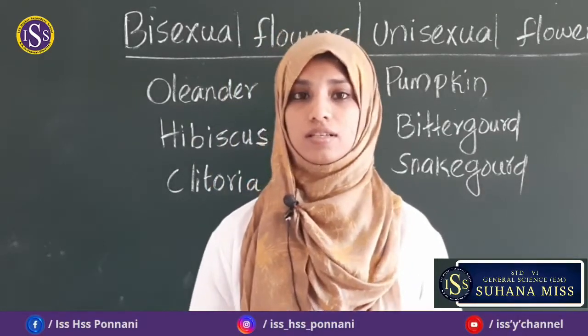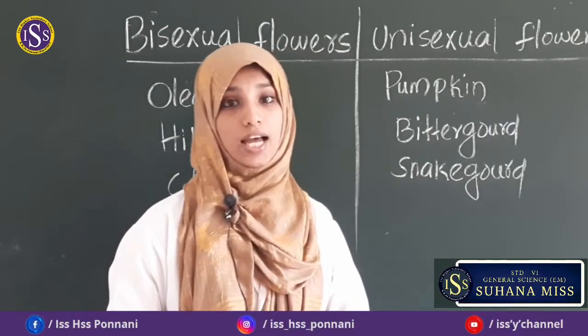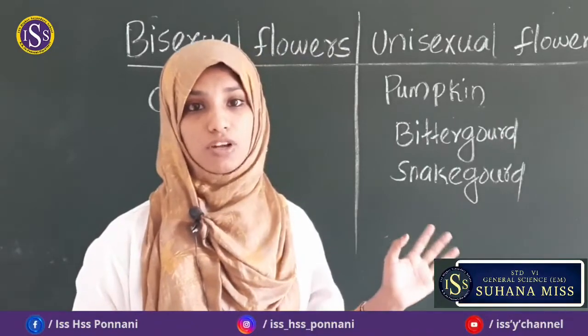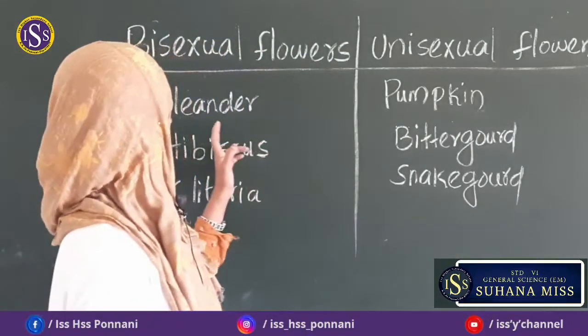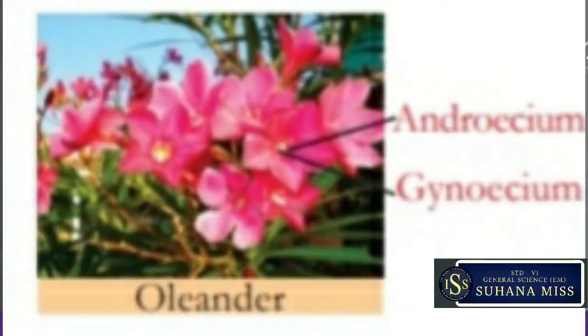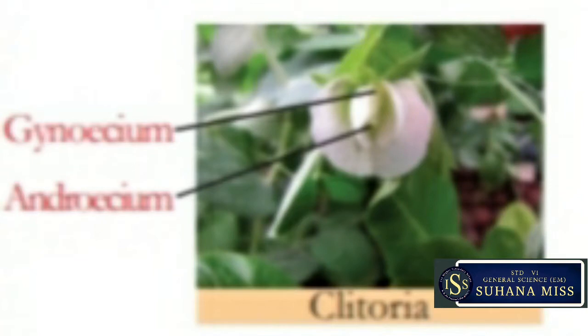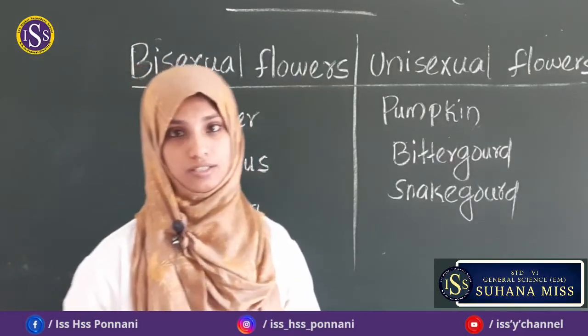bisexual flowers. Then what are bisexual flowers? When the androecium and gynoecium are seen in the same flower, such flowers are known as bisexual flowers. For example, oleander. In oleander, the androecium and gynoecium are seen in the same flower. Then hibiscus, then clitoria. These are examples of bisexual flowers.